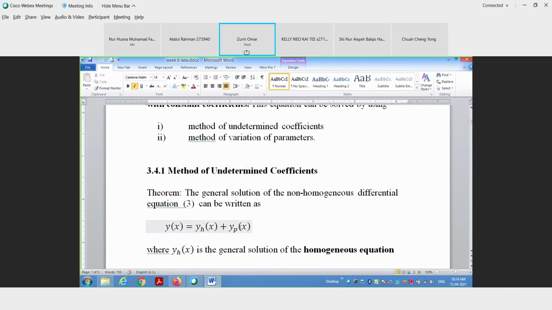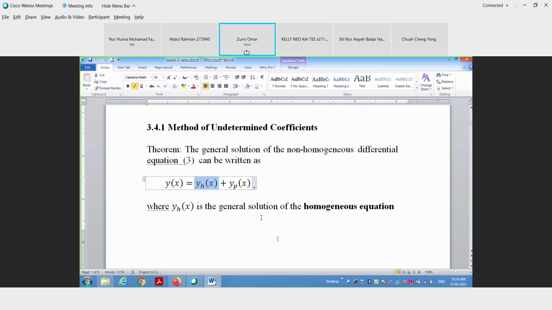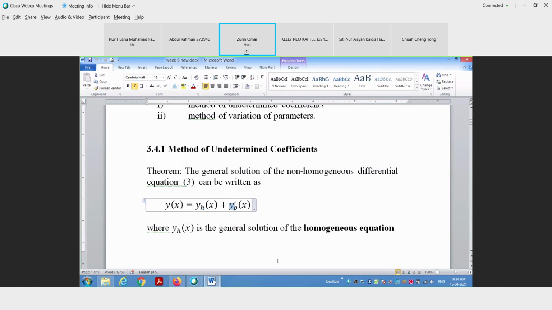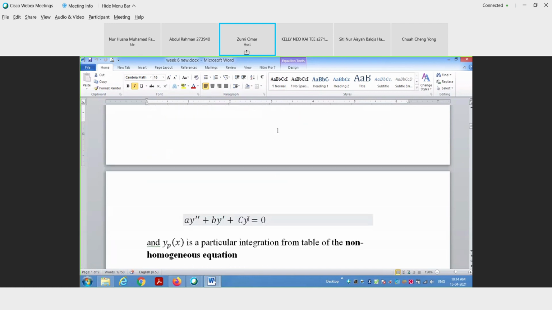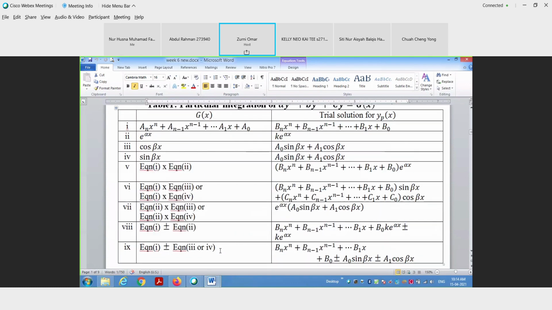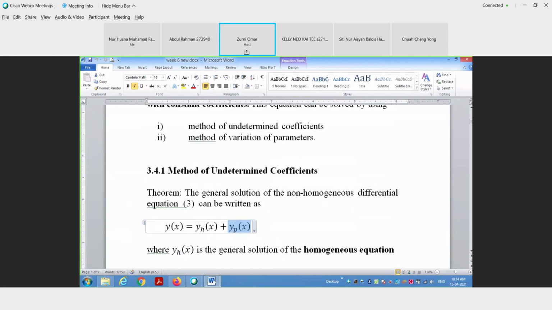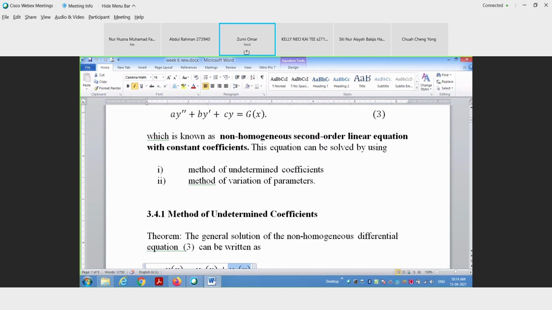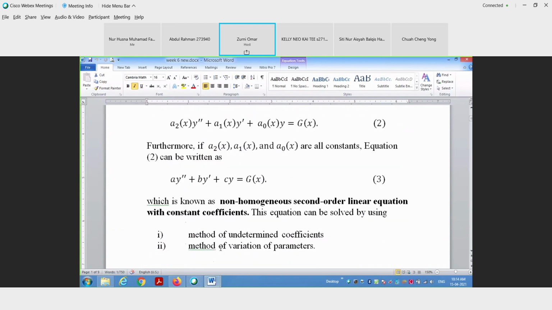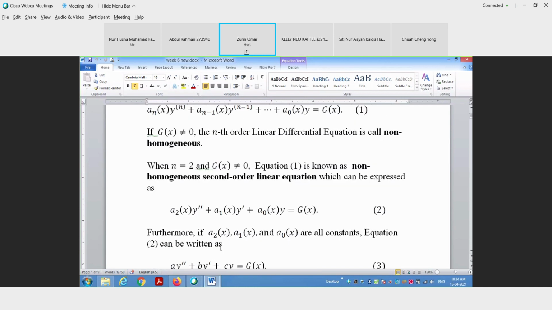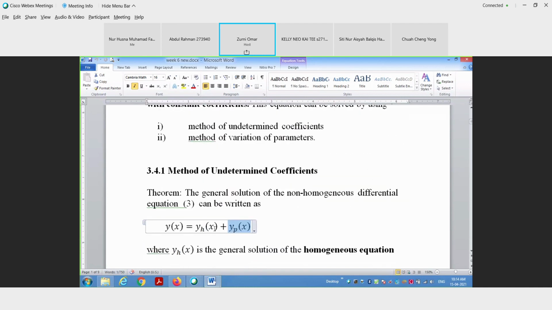The solution consists of two parts. One corresponds to homogeneous, and YP, which we call the particular, can be obtained from particular integrations. You obtain it from this table. Previously in homogeneous, we only have y equal to yh.